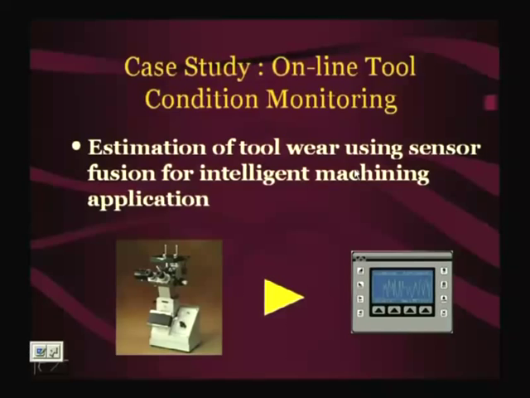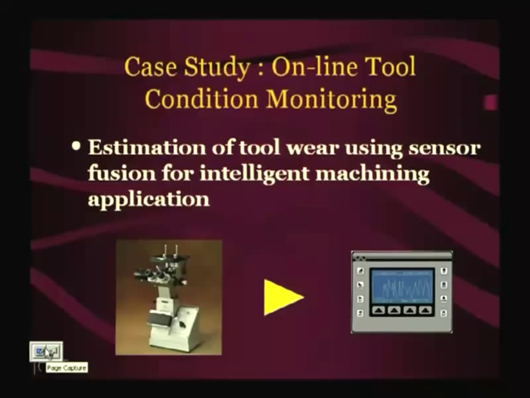The problem was the estimation of tool wear using sensor fusion. Sensor fusion means that you make many measurements and then combine those measurements to compute another quantity. So you fuse a number of measurements, and generally, as we shall show, that leads to improved accuracy, right? We will look at this case study of online tool condition monitoring. The problem is to estimate the tool wear accurately while the tool is cutting metal, without removing the tool and without stopping the machine operation.